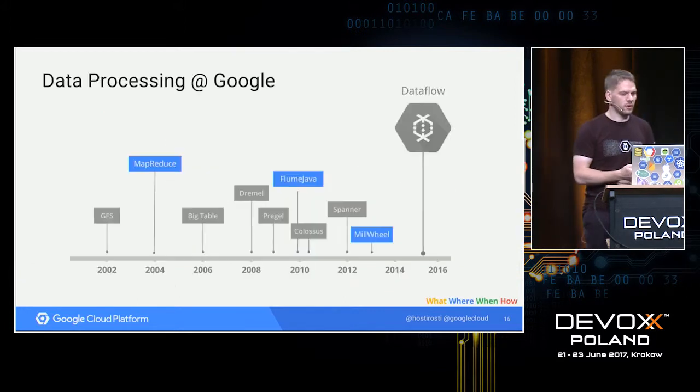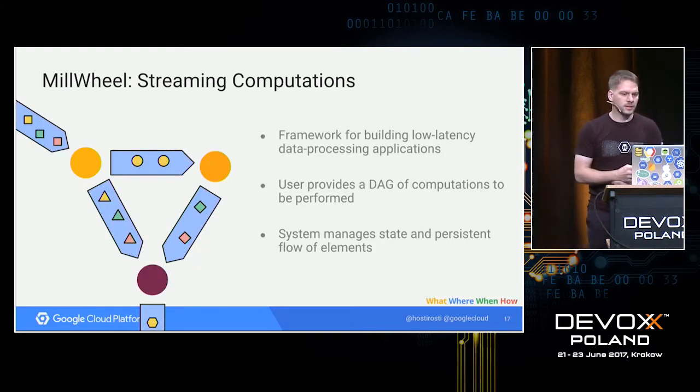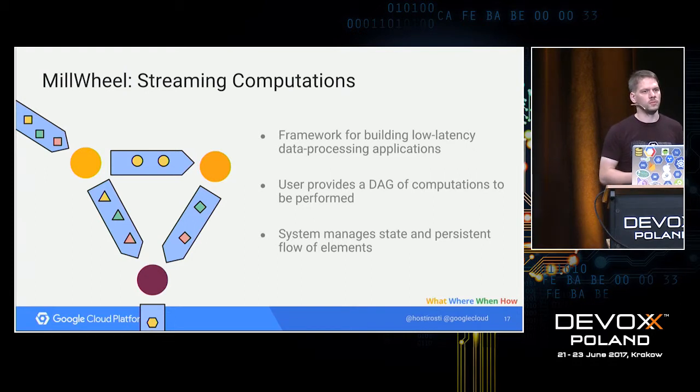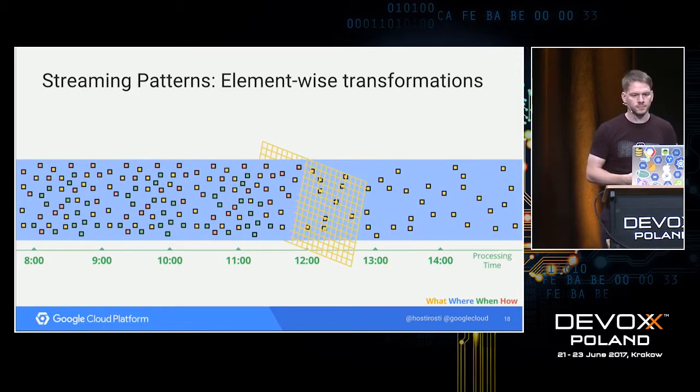So how do we deal with all that? And that's where Mealwheel comes in. Mealwheel is basically a framework and tool set to do data processing on streaming. So basically, it's a framework for building low latency data processing applications. And it's a directed acyclic graph, which you write in there, and then the system manages everything for you in terms of moving the data from A to B and things like that, and keeping state of the flow.